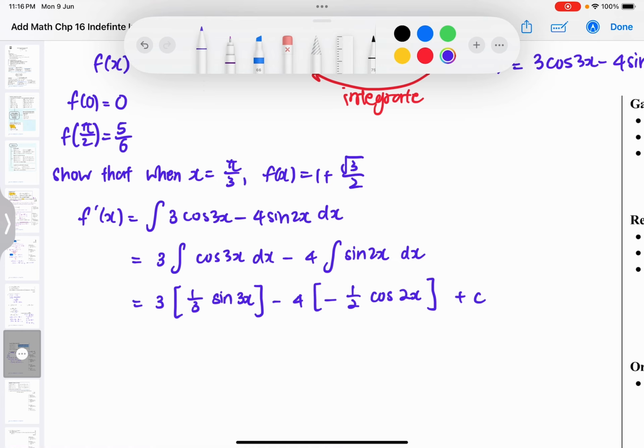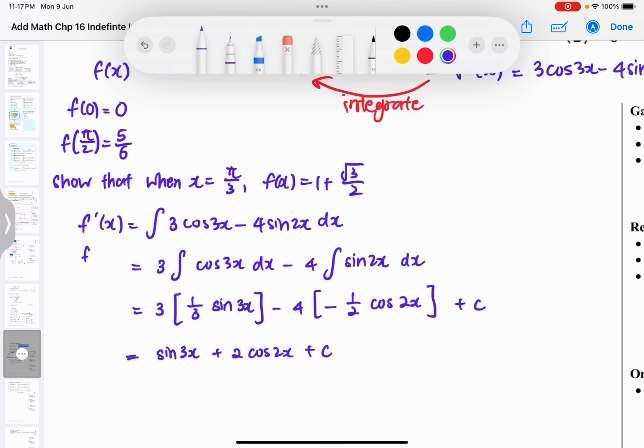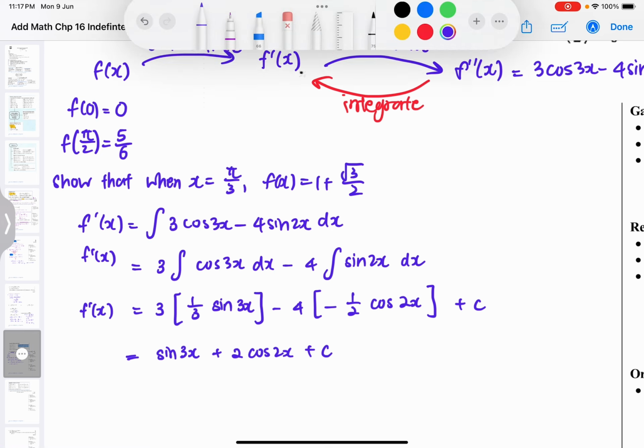Okay, all right. From here, we're going to simplify this. This will be sine 3x, multiplied by 1/3 cancels out. 4 times half is 2, plus c. So we have found the expression for first derivative f prime of x.